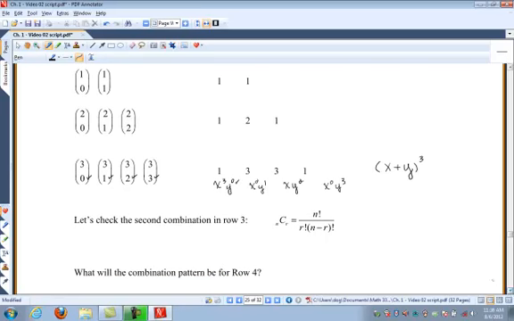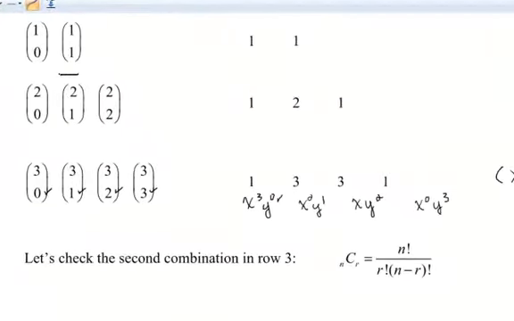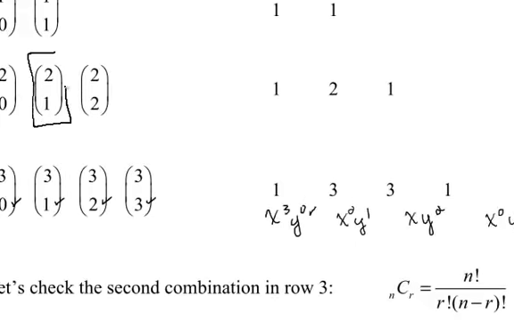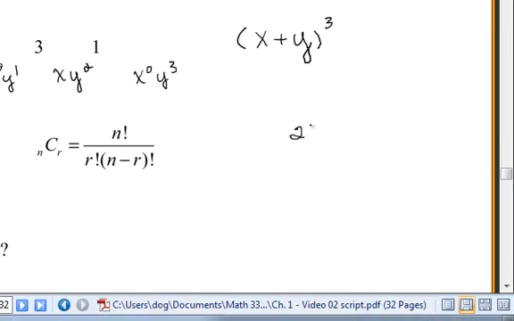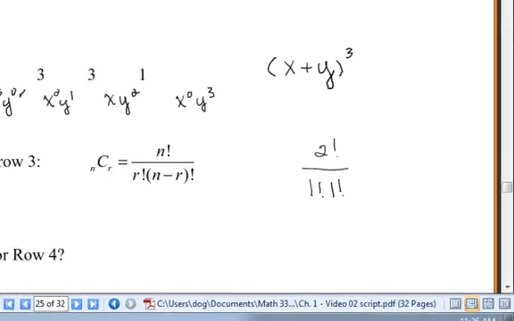So if we check out the second combination in row 3. Row 3 is right here. Here's the second combination. So this would be 2 factorial over 1 factorial, 1 factorial. Yep, that is going to be 2.